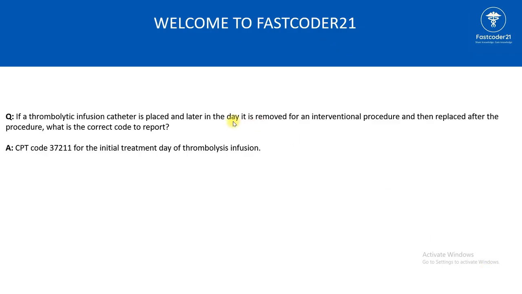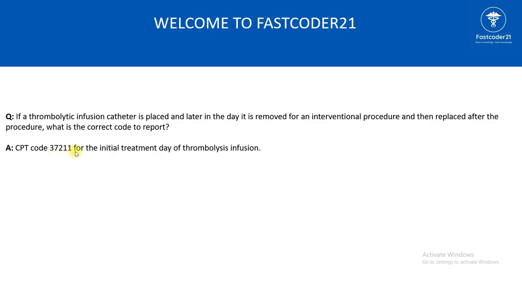So what happened in this question? The physician performed a thrombolytic infusion, and after some time on the same day, he removed the catheter and again replaced it after the procedure. Then how do you code this scenario? Here we need to use 37211.